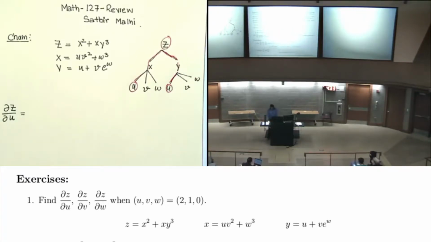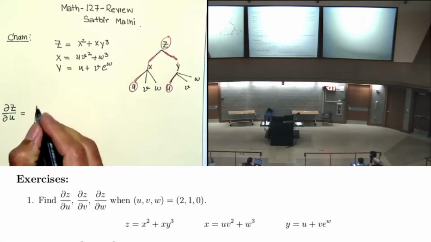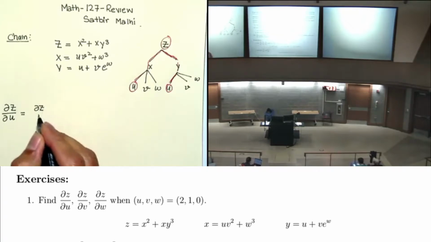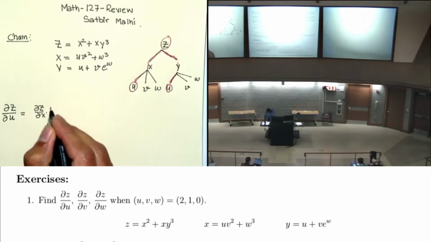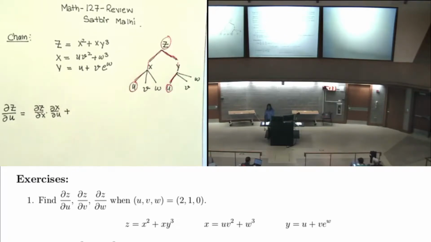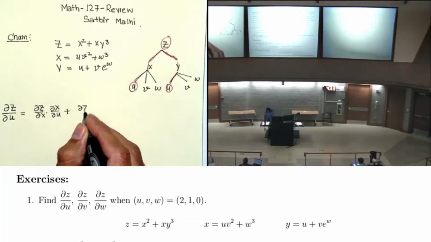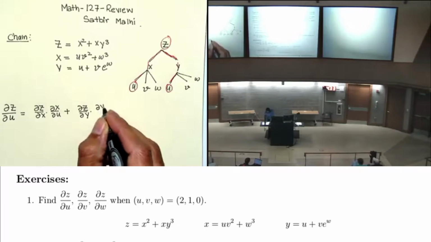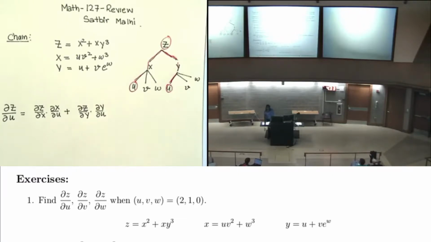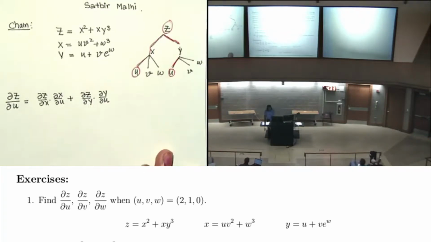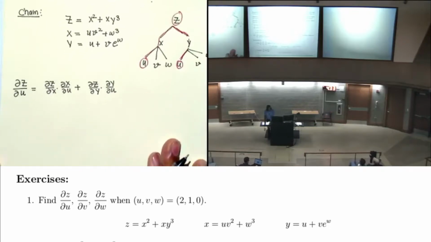So if I write down these two paths, what do I get? I first go from z to x, and then x to u, and then you add a plus sign, and then I go from z to y, and then y to u. So these are the only two different ways of going from z to u. Okay, we have the formula now. What we need to do is plug in all these derivatives.